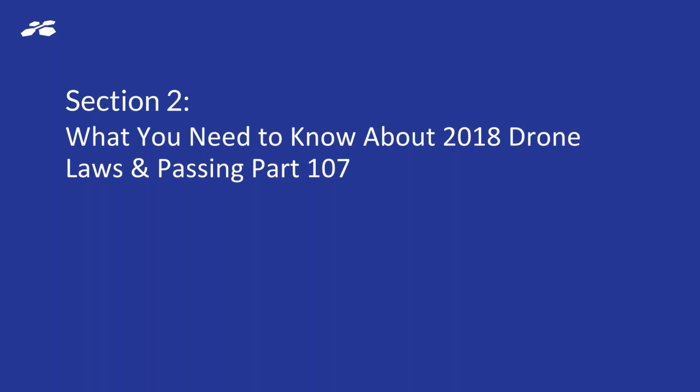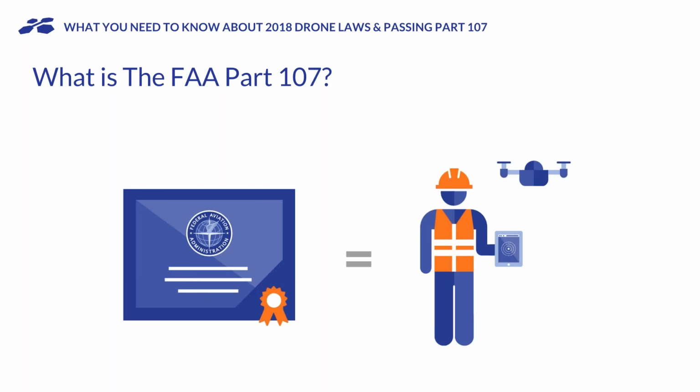So with that out of the way, let's get to what you need to know about 2018 drone laws and how to pass the Part 107. For those of you that don't know, what is the FAA Part 107? Well, that is the Federal Aviation Regulation, Part 107, that's a small unmanned aircraft systems policy. It allows operators to fly commercial drones under 55 pounds with the FAA Part 107 commercial drone license. And that covers the vast majority of commercial drone work.